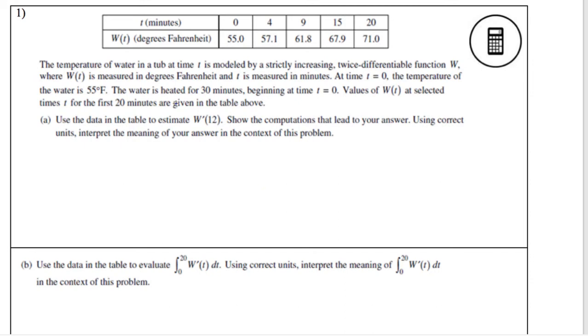We have this temperature in a tub modeled by T. We're using the table to estimate W prime of 12. So 12, where does it exist? In between 9 and 15. That was one of our errors that we caught. So 12 is between 9 and 15, so I'm going to be using 9 and 15.